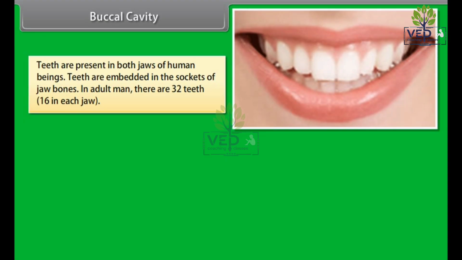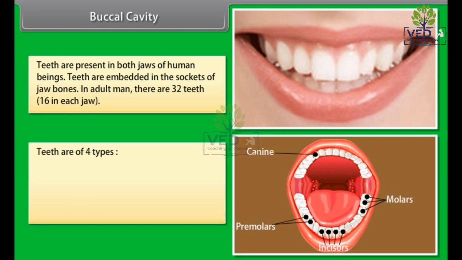Teeth are present in both jaws of human beings. Teeth are embedded in the sockets of jaw bones. In adult man, there are 32 teeth, 16 in each jaw. Teeth are of four types: incisors, canine, premolars, molars.